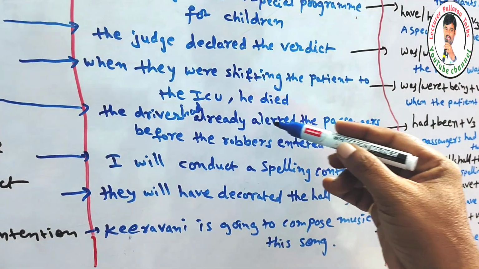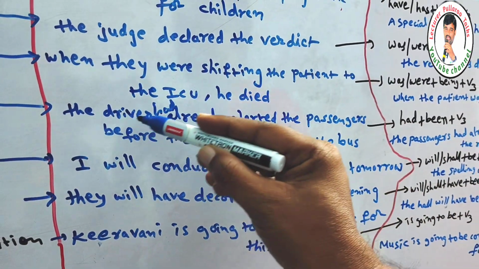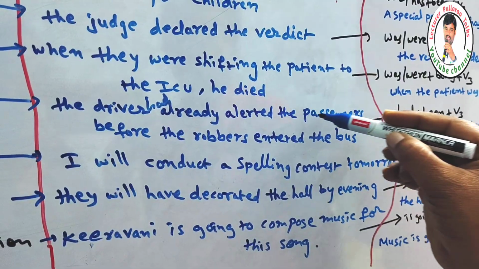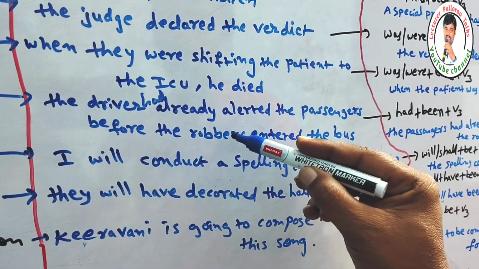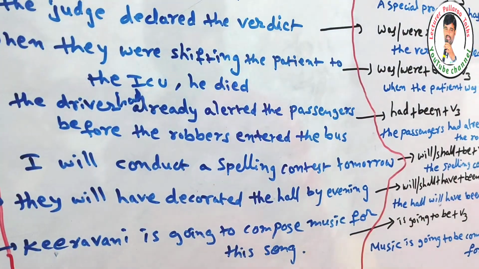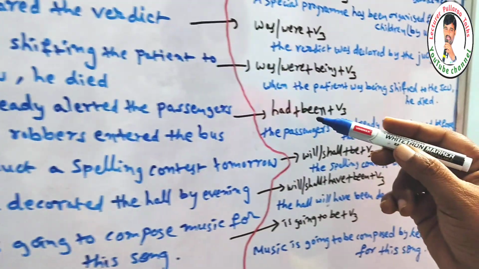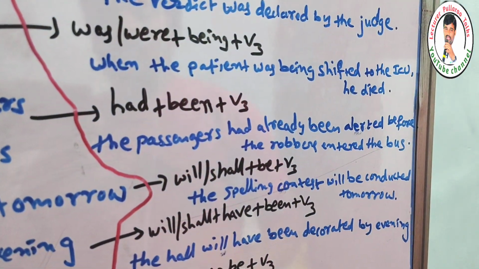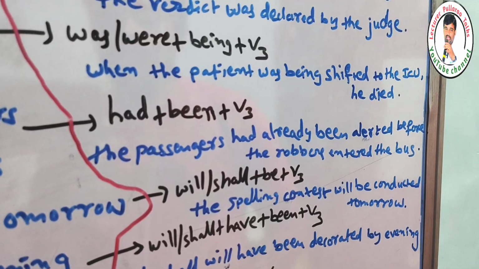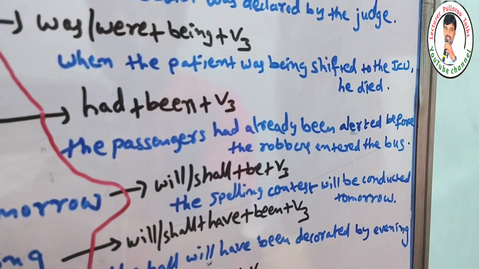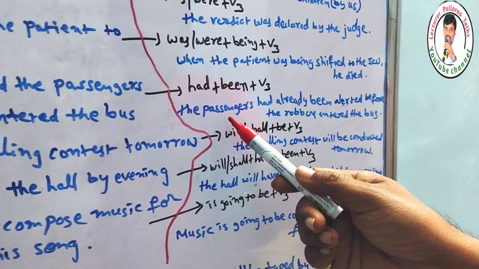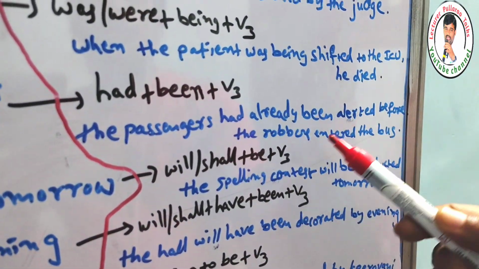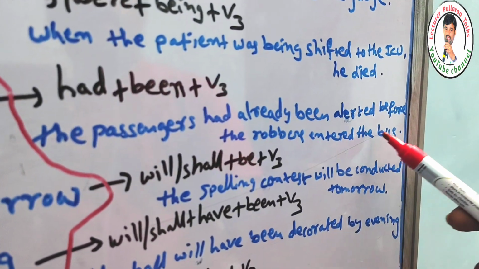The driver had alerted. This is "had". The driver had already alerted the passengers before the robbers entered the bus. Now look here. This is the passive structure: had plus been plus V3. The passenger here is an object. The passengers had already been alerted before the robbers entered the bus.